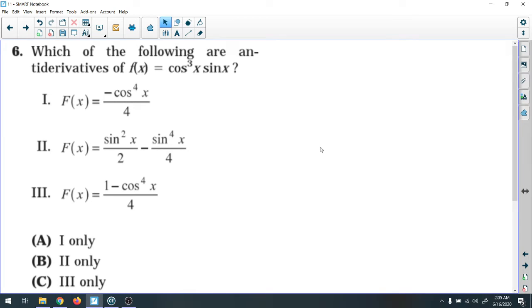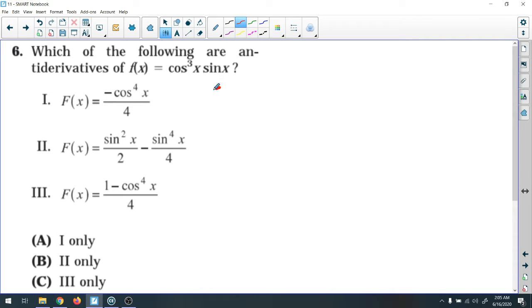Right, given this question in AP Calculus, which of the following are antiderivatives of the function f of x equals cosine to the third of x times sine of x? If you look at the three choices, first, second, and third, we need to find which one has a derivative equal to cosine to the third x times sine x. Let's do the first one here.